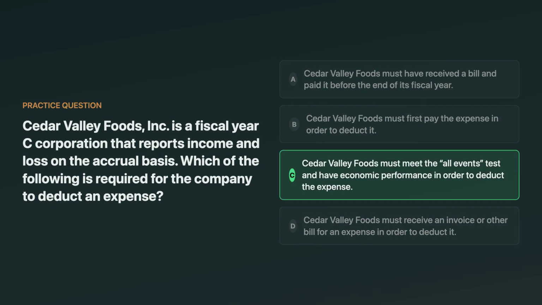The correct answer is meeting the all events test and having economic performance. Accrual taxpayers generally deduct when liability is fixed and determinable, and economic performance has occurred. A tempting wrong answer is needing an invoice because it feels like proof, but an invoice isn't the legal standard. Payment also isn't required just because you're on accrual.